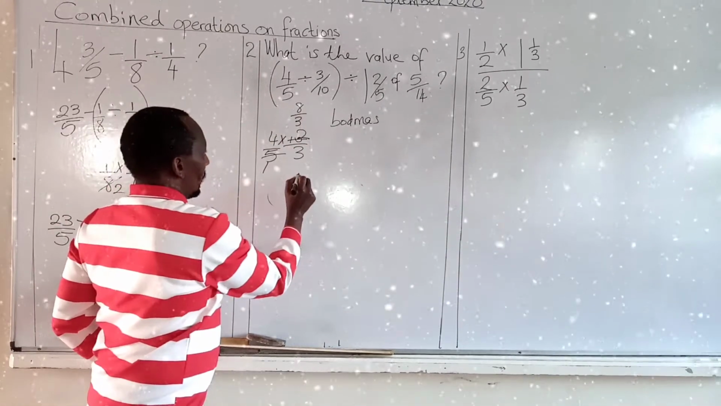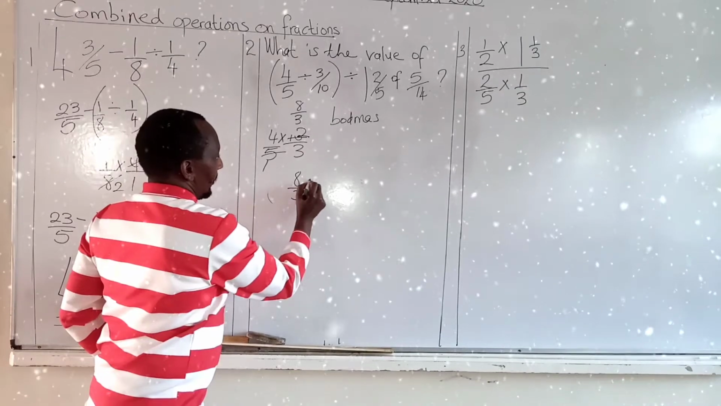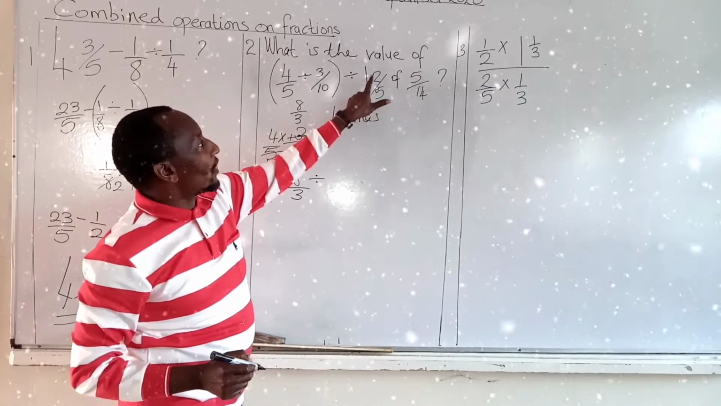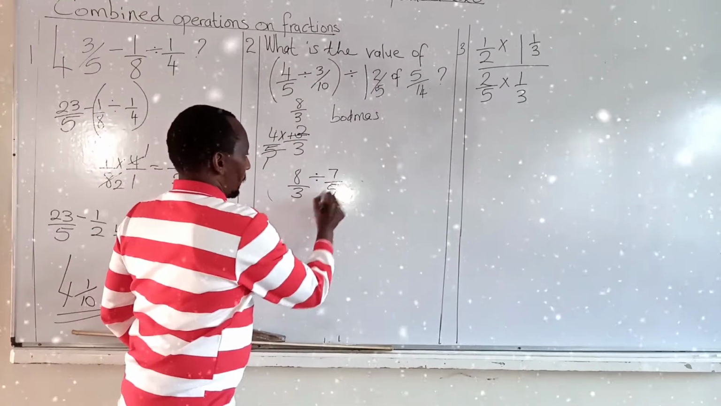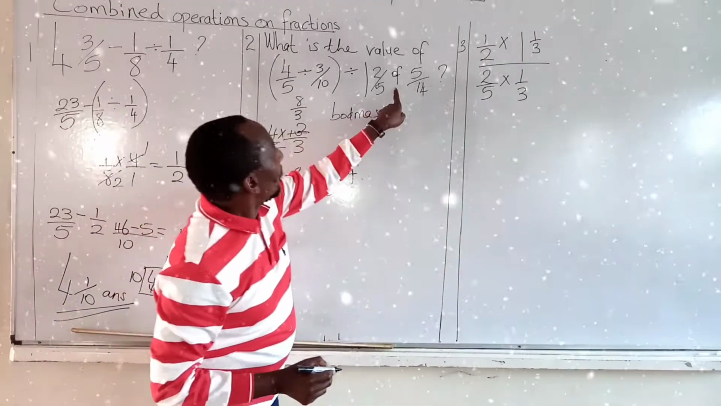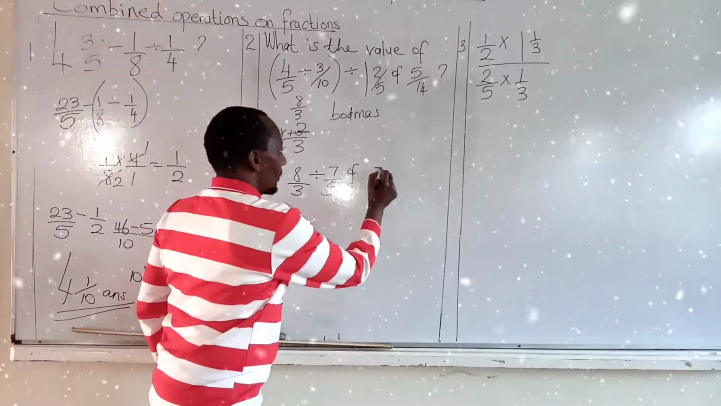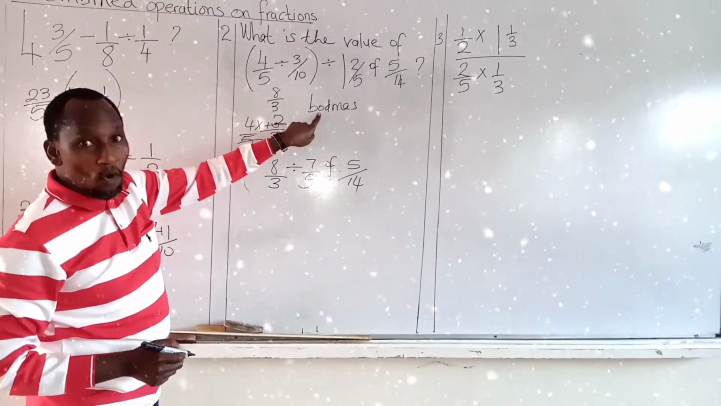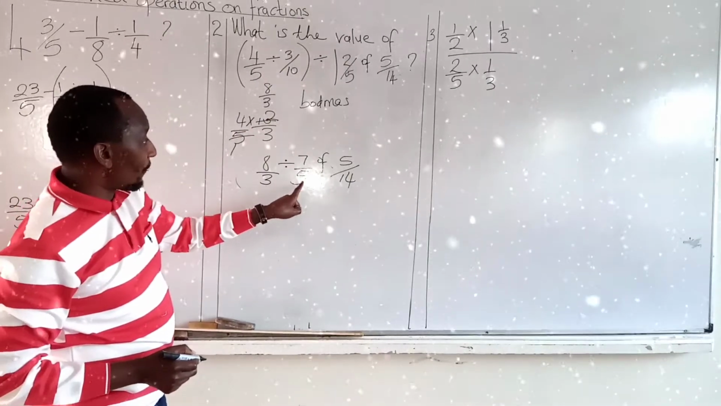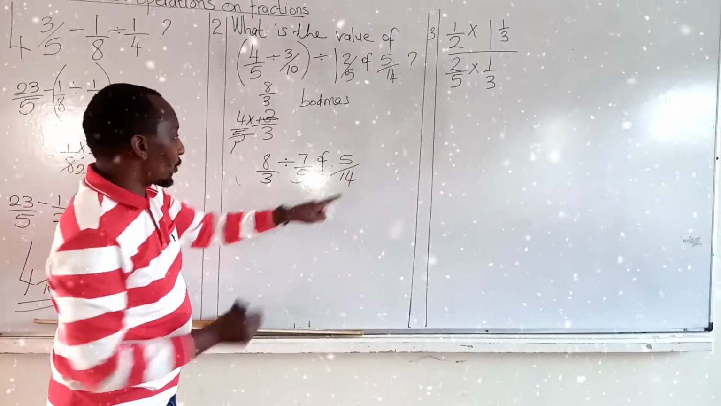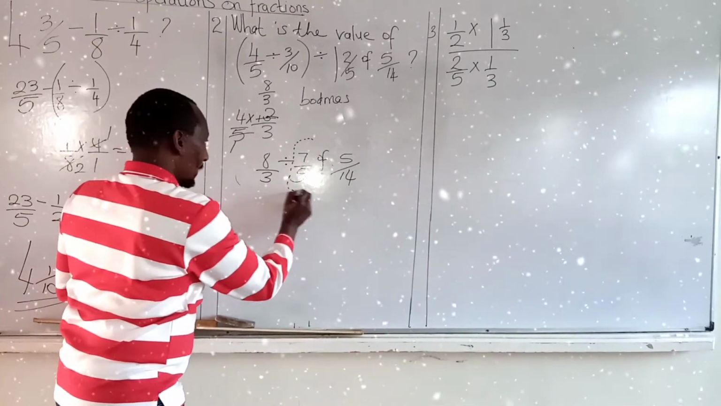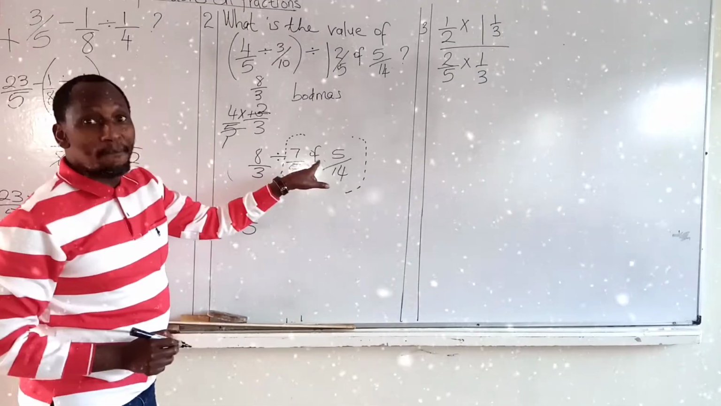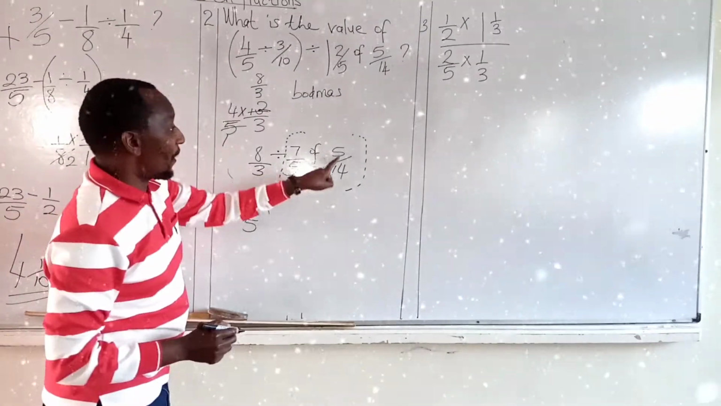So rewrite the question. So you have 8 over 3 divided by 5 times 1 is 5 plus 2, 7 over 5 of 5 over 14. So we are done with the bracket. We go to of. Here we have 7 over 5 of 5 over 14. So you create another bracket like that. So you have 7 over 5, of means times, and then 5 over 14.